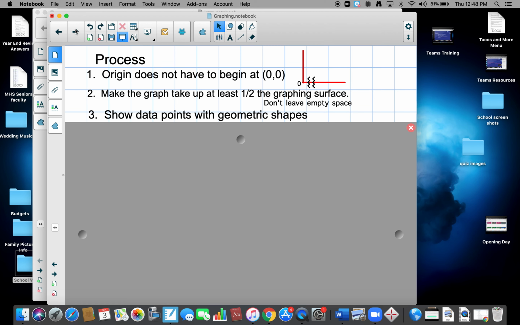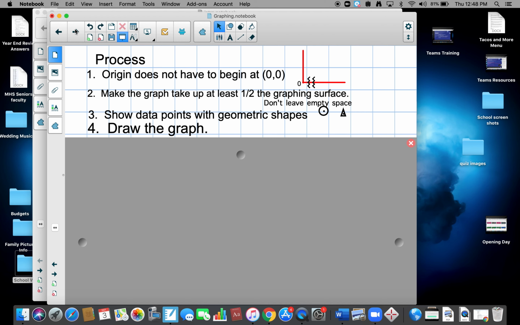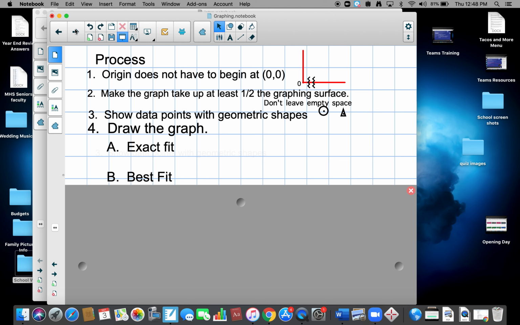All right, show data points with geometric shapes. What do we mean? If I've got a point, I want to put a geometric shape around it so I know that's not a straight mark, and also to have some room for error. Draw the graph. There are two ways we can do that: either exact fit or best fit. Exact fit is point to point. We really don't do that much. Best fit is rather you take the points and use a line of best fit, or a curve, something like that. It should be a little bit more curve along that line.